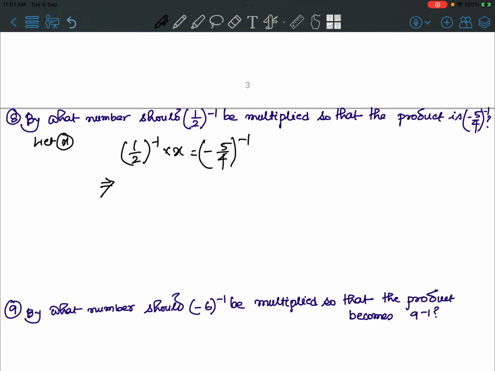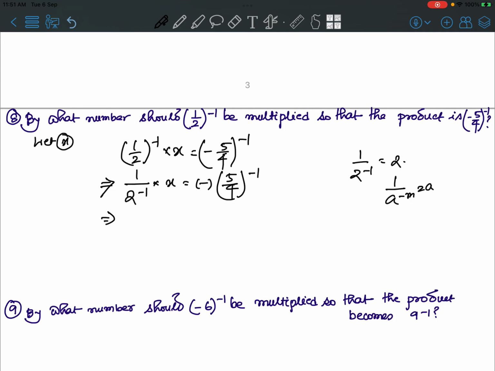So we can write it as (1/2)^-1 into x minus of (5/4)^-1. So we can write (1/2)^-1 equals 2, because again the formula of reciprocal. You have to write the formula every time when you are practicing mathematics at home. This will help you understand, or this will help you memorize the formulas.